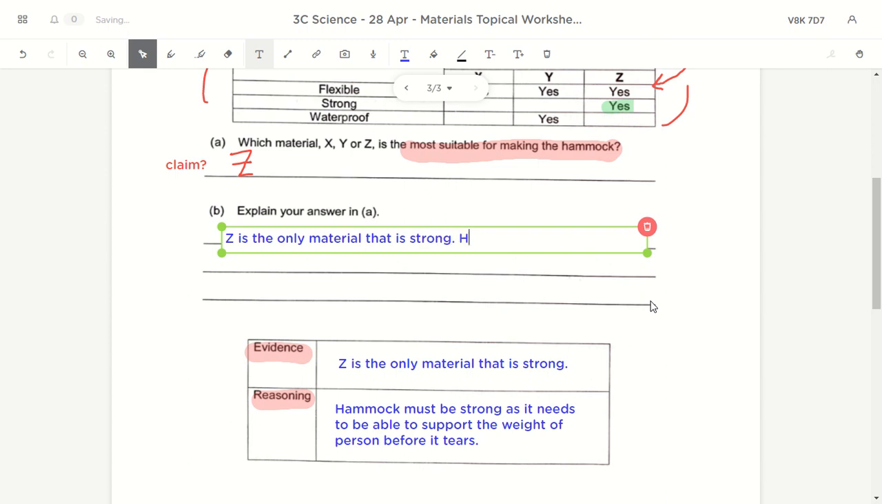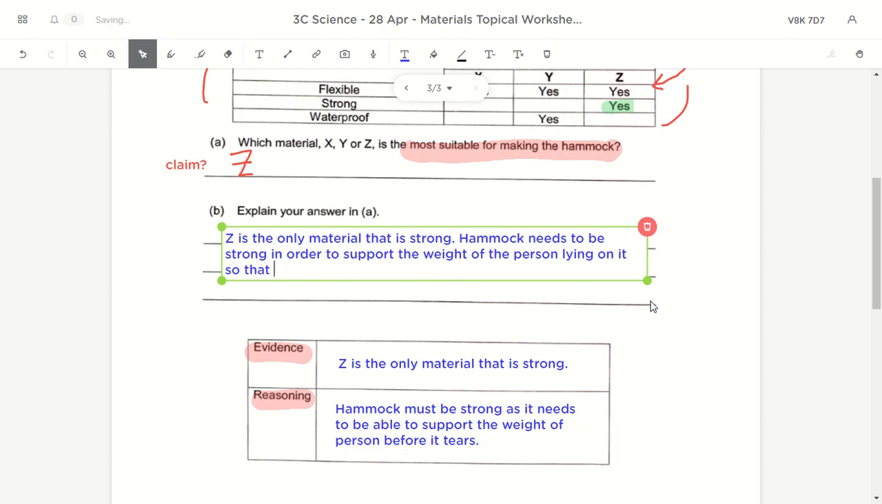and you need the hammock to be strong. Okay, I can write it in another way: in order to support the weight of the person lying on it, so that it won't tear. So I rephrase a bit so it sounds better.